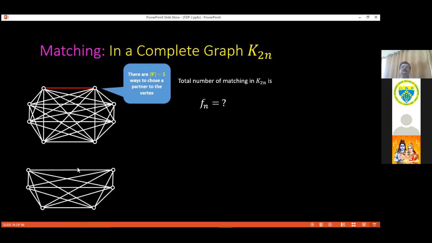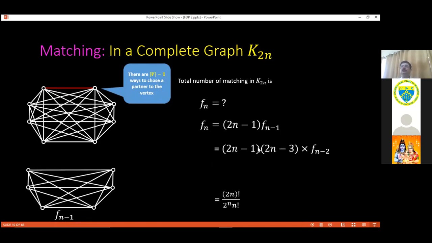For each matching, after removing that vertex and the matched vertex, I again get a complete graph on 2n minus 2 vertices. For this, I can find Fn minus 1 matchings. For this type of edge, I can choose in 2n minus 1 ways, and for each way, I can find Fn minus 1 matchings. Simplifying, because these are all odd numbers, inserting the missing even numbers, I can write this as 2n factorial by 2 to the power n times n factorial. It's a very simple counting principle.